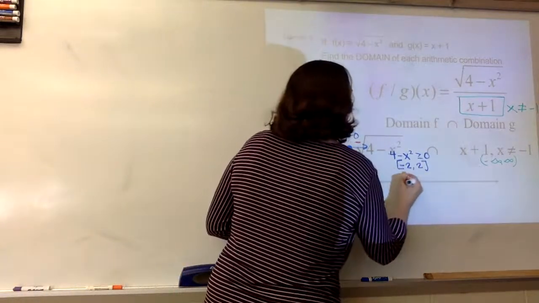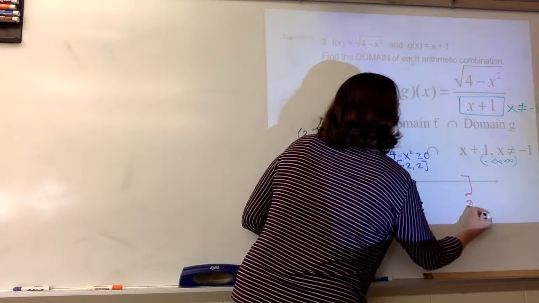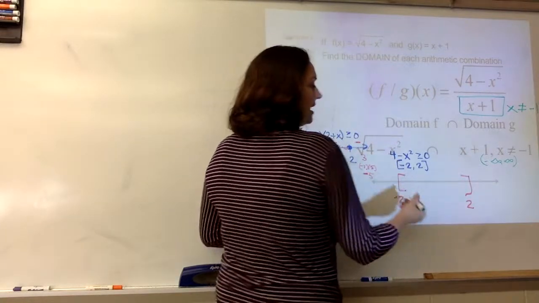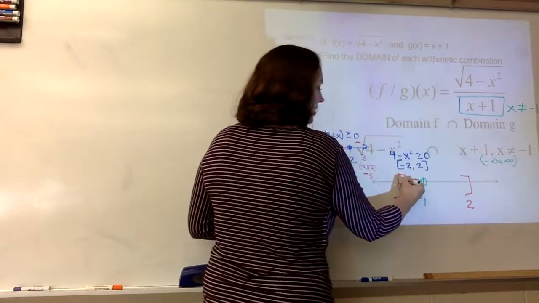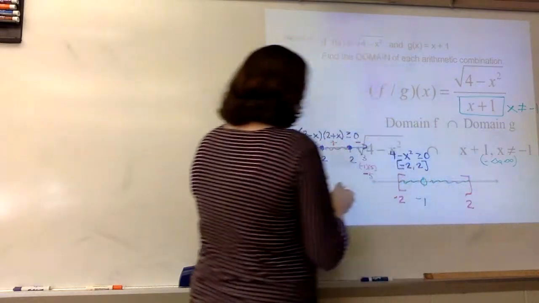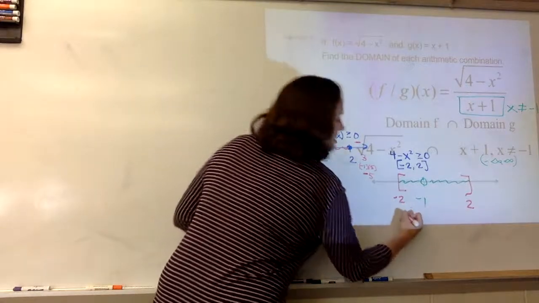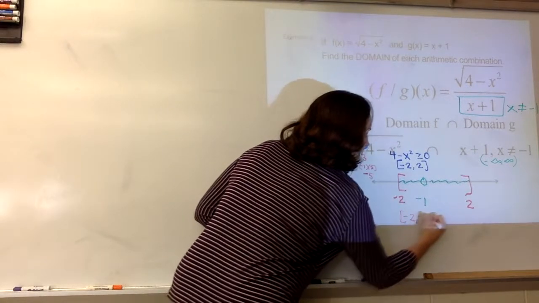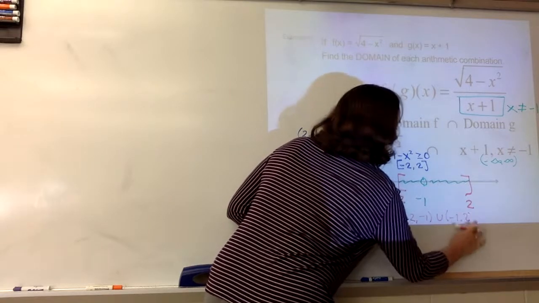So now I have this scenario of this going from -2 to 2, but I have a break in the graph at -1, which generates 2 separate intervals, from -2 to -1, union with -1 to 2 with a bracket.